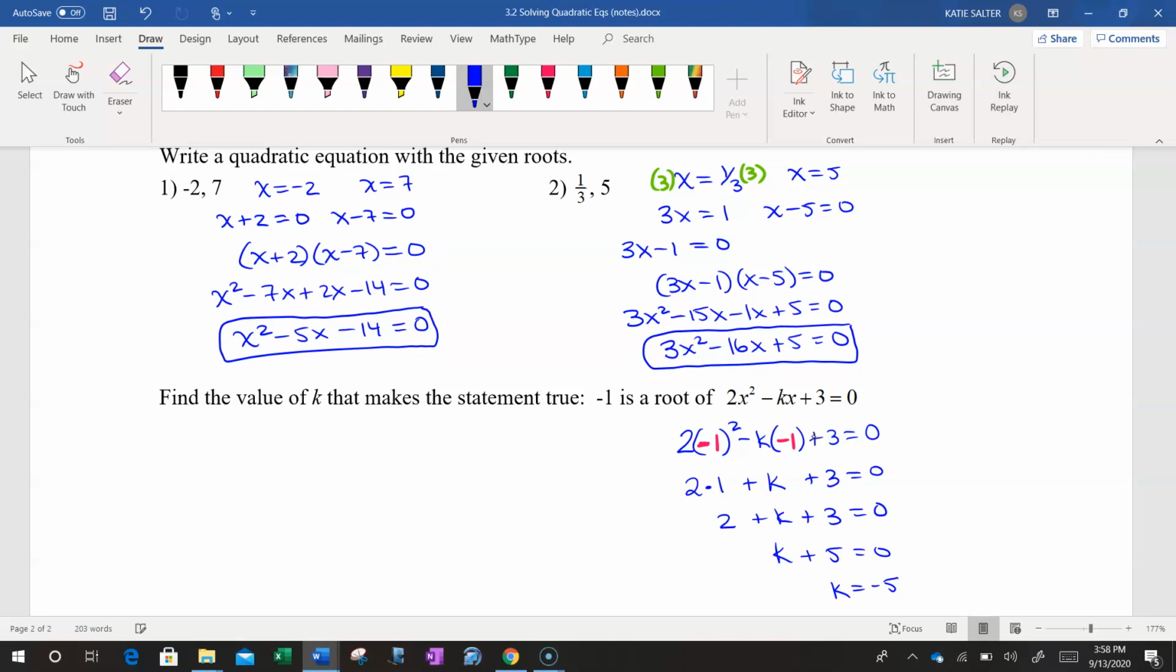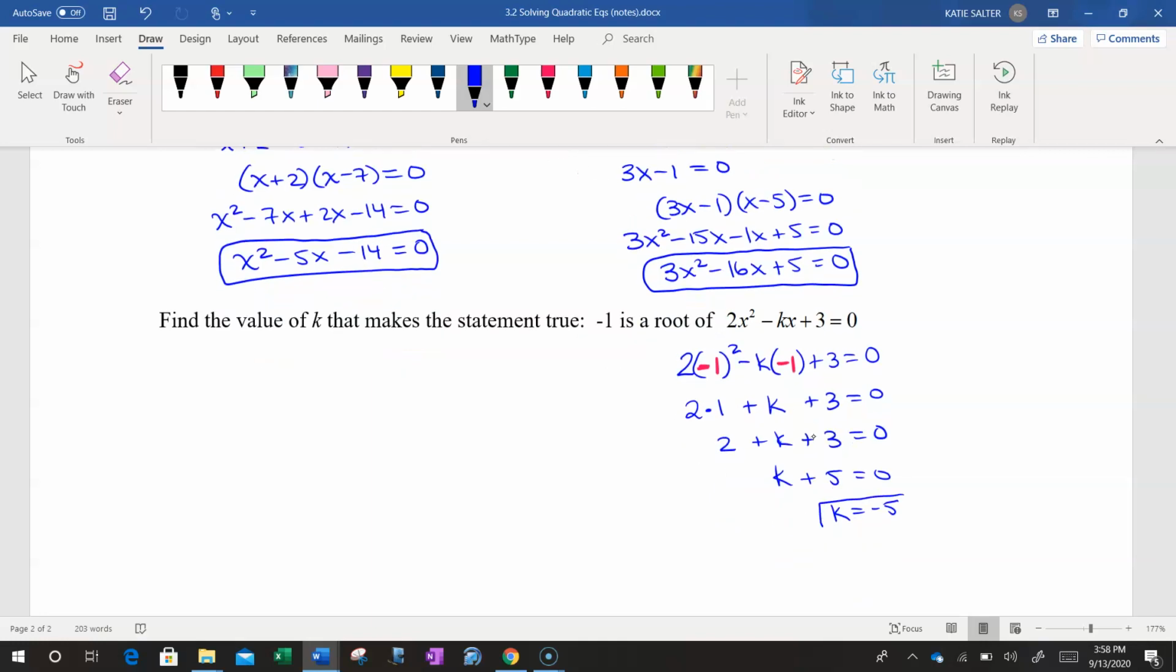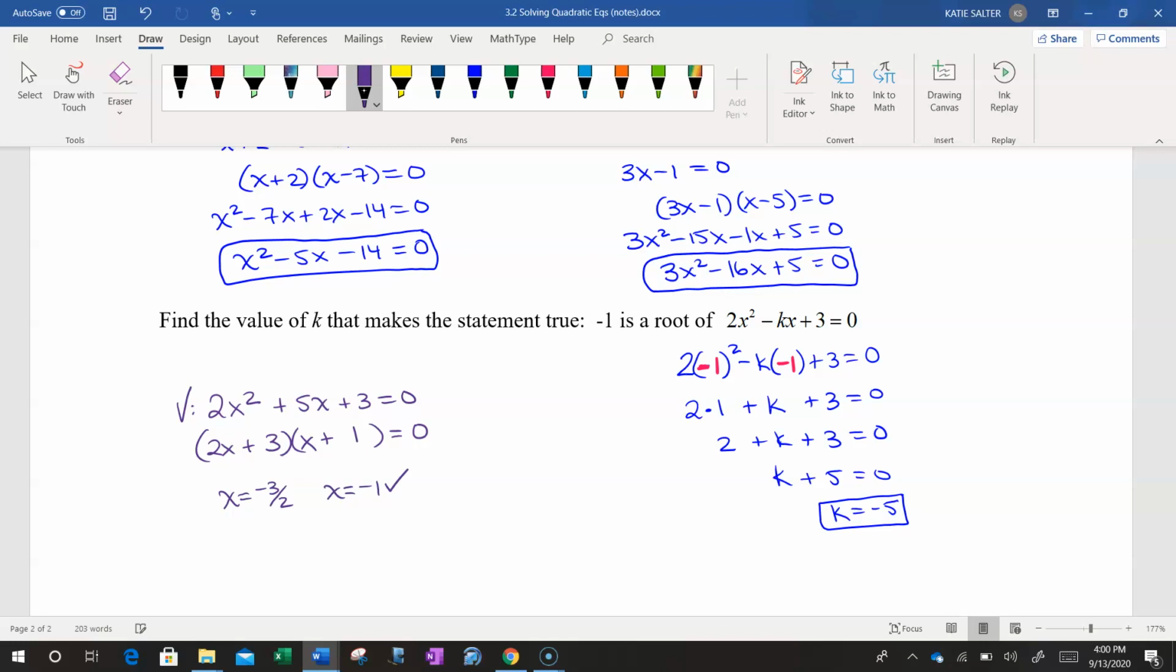And if you wanted to check it, you could always rewrite that equation. So if we were just checking, that would have been 2x squared. Well, since it says minus k and k is -5, minus a negative would be positive, so that would be plus 5x plus 3 equals 0. If you factored this correctly, those factors would be 2x, x in the front, and then we'd have to put the 3 here, 1 here, everything's positive. So those factors would have been 2x plus 3 and x plus 1. And if you set those factors equal to 0, you would have had x equals -3/2 and x equals -1. And yes, -1 is a root.